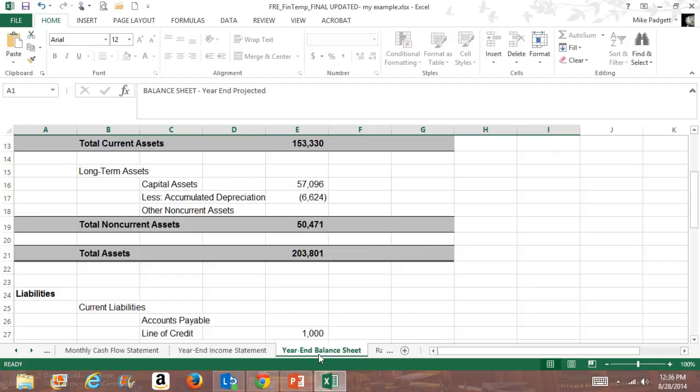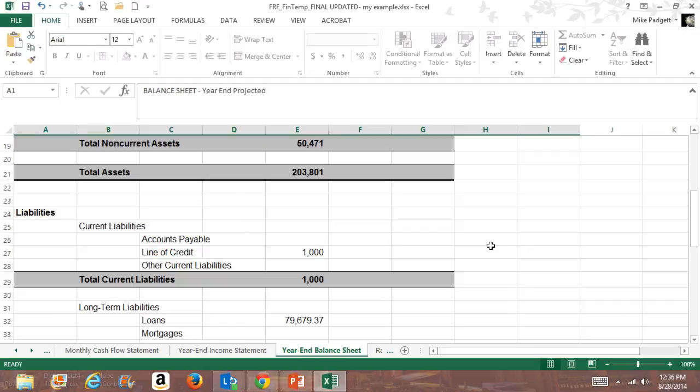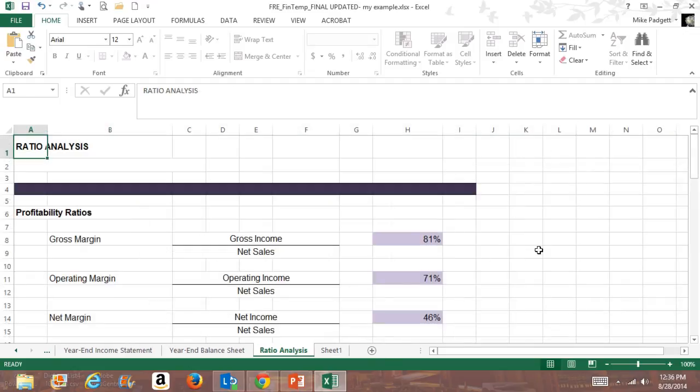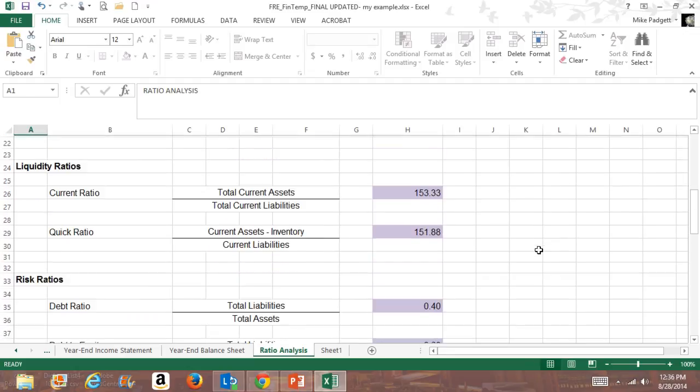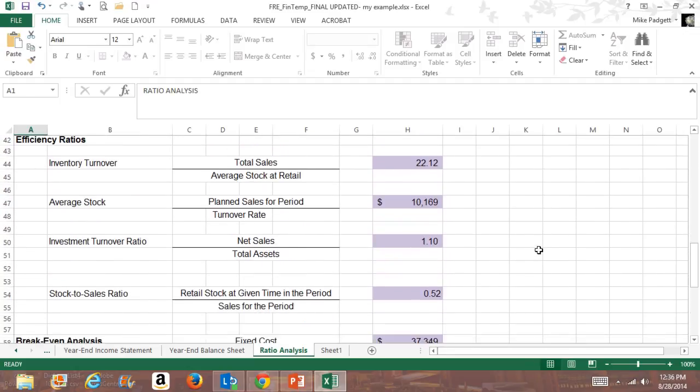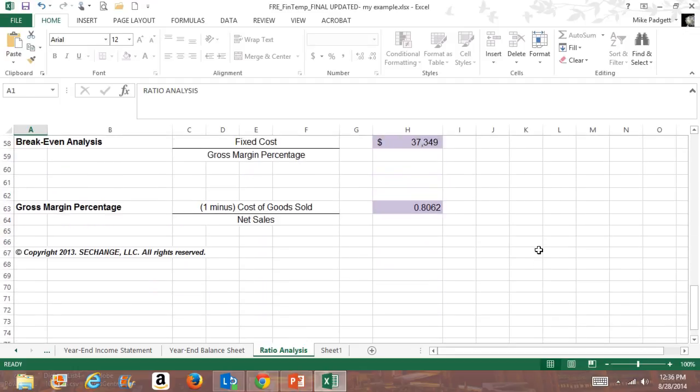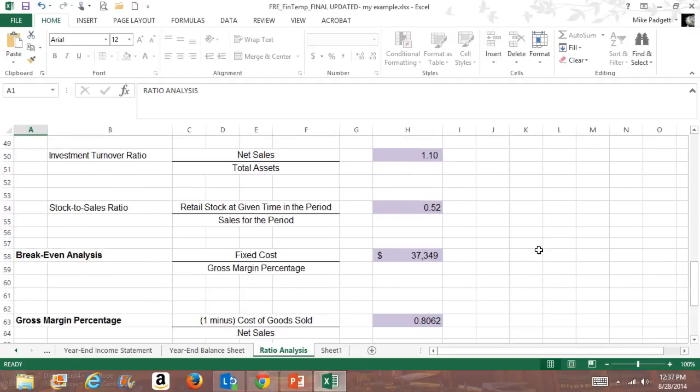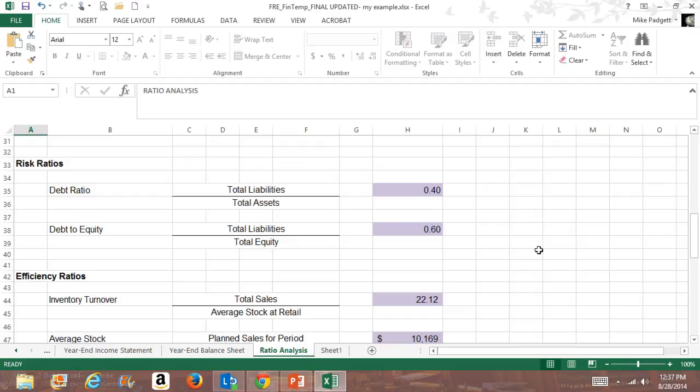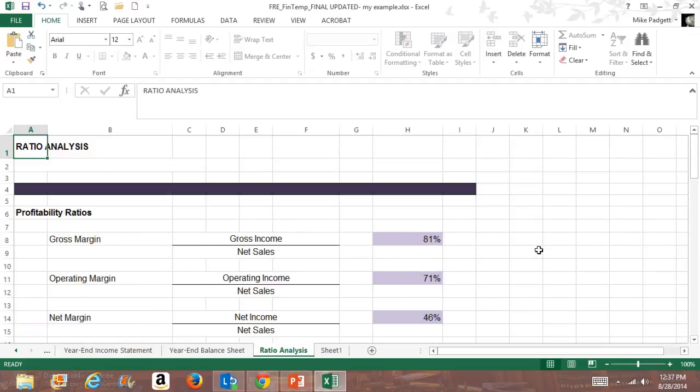And then you'll also need your year-end balance sheet. You'll need that in there as well. The last sheet that is in your template is your ratio analysis, and we'll talk about those in just a few seconds. Each of those will be generated for you, so you won't have to generate those, but those will also need to be included in your financial plan. So now let's go back and we'll finish our PowerPoint.